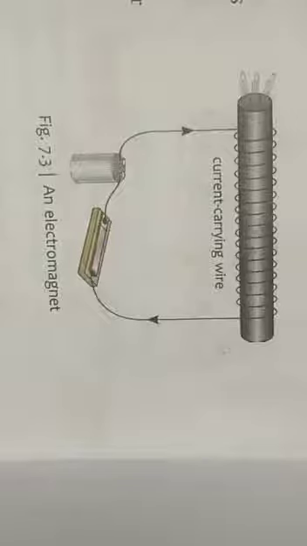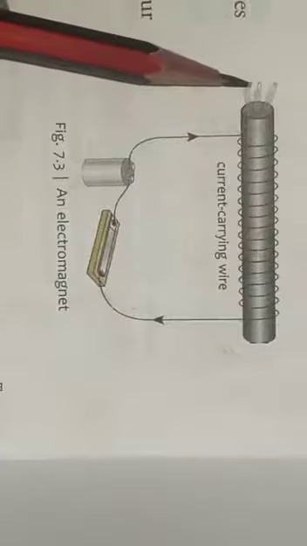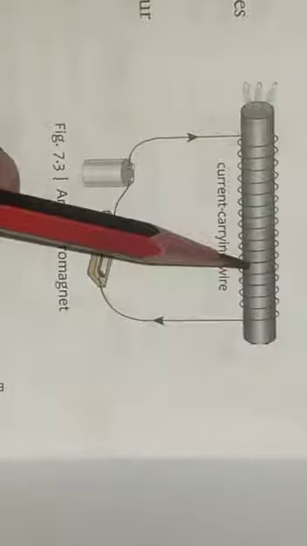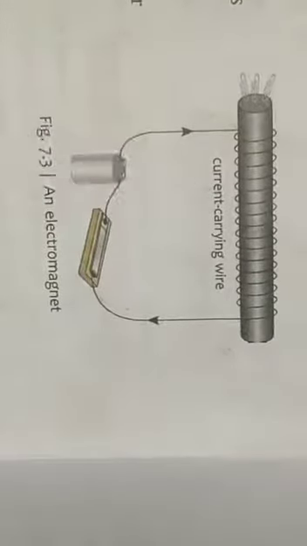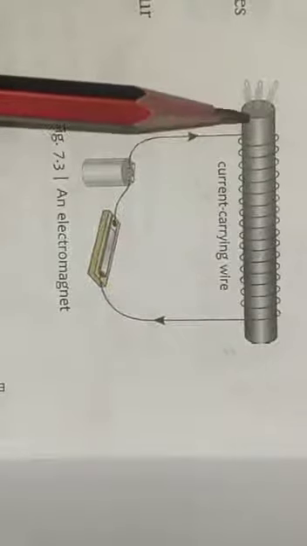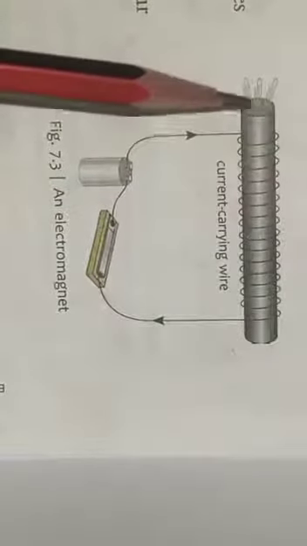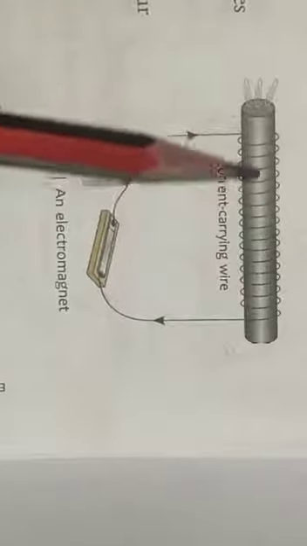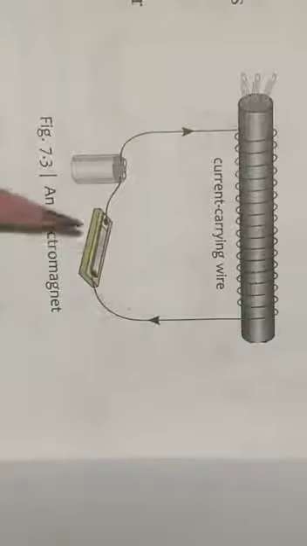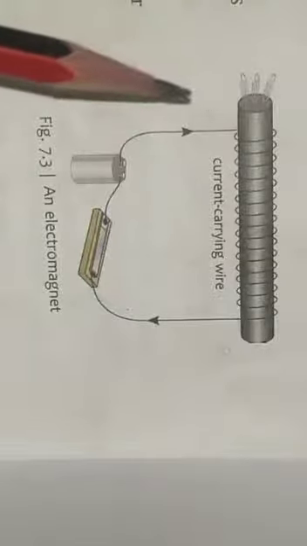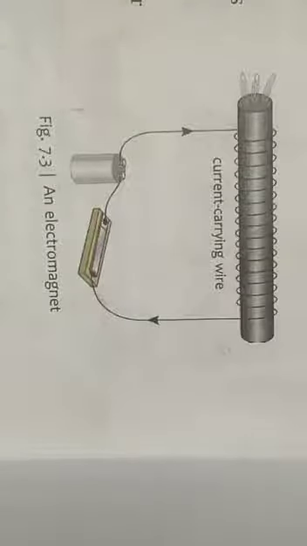It can be called a temporary magnet because the magnetic behavior lasts only as long as the current flows through it. You can see here bits of iron pins getting attracted toward this soft iron core. This magnetic property remains as long as electric current is flowing through this copper wire. When we switch off the electric current, the iron pins fall down again. So this is a temporary magnet.